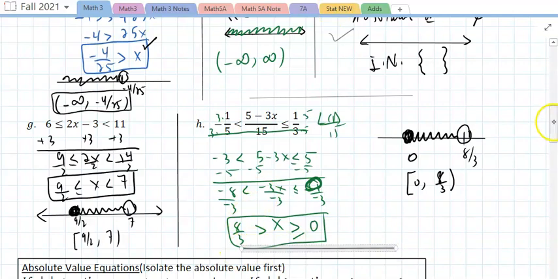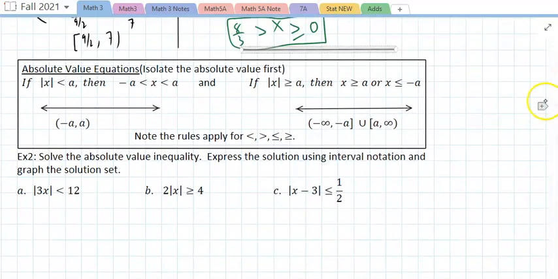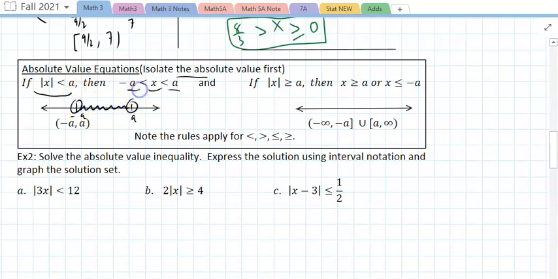It's fairly simple. If you come across an absolute value, if the absolute value of x is less than a, so you remember, you need to isolate the absolute value first, then that means whatever's inside the absolute value is between negative a and positive a. Well, that means automatically take negative a, take positive a, not included, and shade it. Done deal.